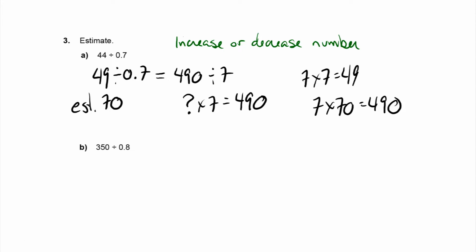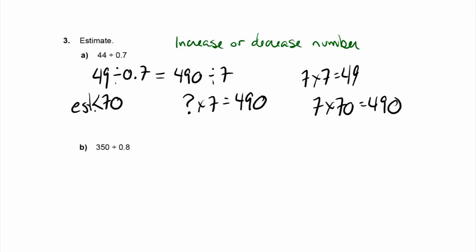And then I have to think about, well, is it going to be bigger or smaller than that? Because I increased the number that I was working with here, instead of 44, I was working with 49, my 70 estimate is probably going to be high, so it's going to be less than 70. I don't know exactly how much, but the 70 gives me a ballpark. I have some sense of what the number should be.